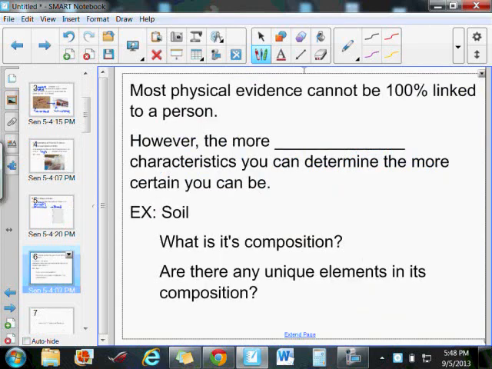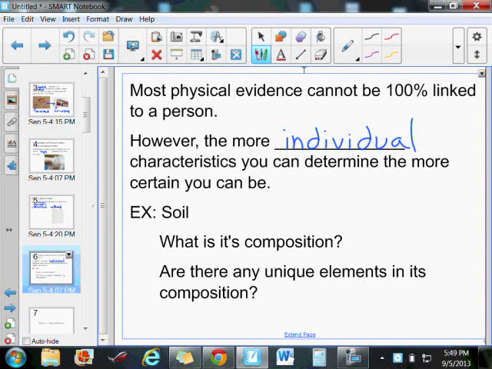Right. Now, most of the physical evidence that you collect at the scene, you're not going to be able to link directly to a person. Most of it's going to be class evidence when you first find it. But as you do more research, you can collect more individual characteristics about it. Right, and the more of those that you have, the more certain you can be where that piece of evidence came from.